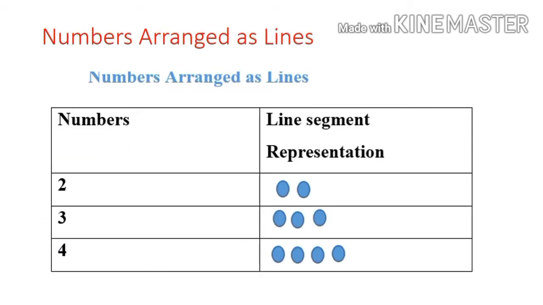Okay, numbers arranged as lines. Some numbers we can arrange by using lines, the line segment representation. So 2 means how many dots you can use? 2 dots. 3 means 3 dots. For example, 5 means 5 dots. So all numbers we can represent by using lines. For example, 11 means you put 11 dots.